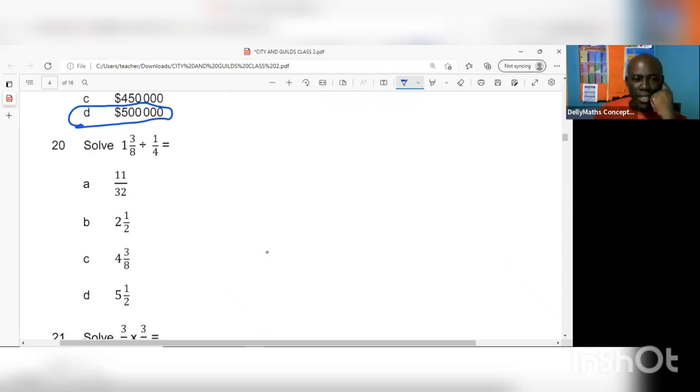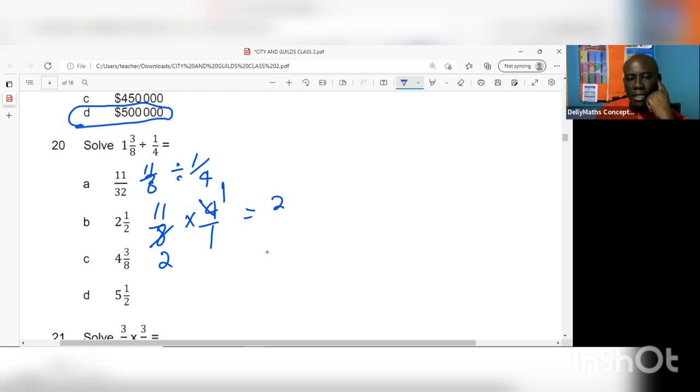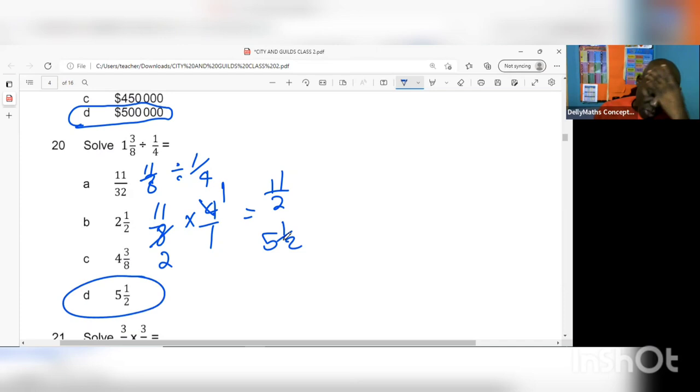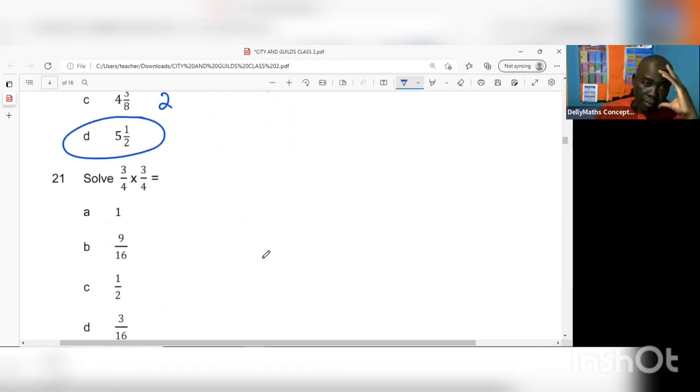That's 11 over 8. Divide by a quarter. So it's going to be 11/8 times 4 over 1. 4 into itself 1 time, 4 into 8, 2. 11 over 2. And 11 over 2 can be written as 5.5. It's right here. So if you don't see what you're looking for, just go again. For this, 3 3s are 9, 4 4s are 16 here.